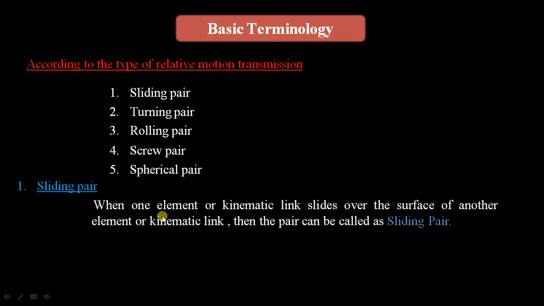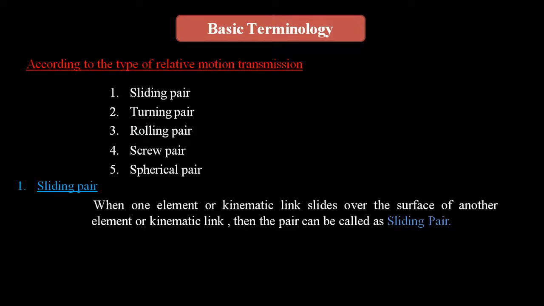Means here, when one element or kinematic link slides over the surface of another element or kinematic link, then the pair can be called a sliding pair. So it means one part has to slide over another part. Then the pair formed can be called a sliding pair.